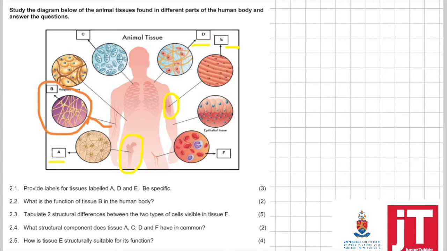Now let's go to question 2.3. Tabulate 2 structural differences between the 2 types of cells visible in F. Now, there's F. That we can see is blood tissue. I can immediately see there's a red blood cell, and then the purple one with the lobed nucleus, that's the white blood cell. So your 2, and they want structural differences, and they want you to tabulate for 5 marks.